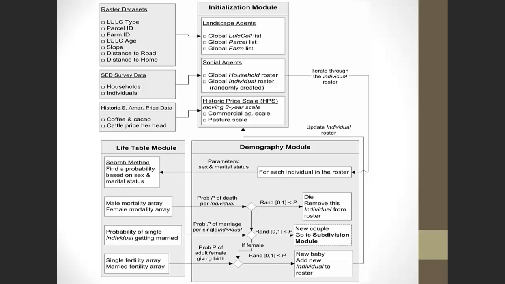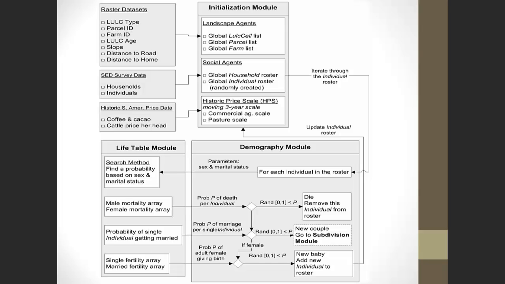Okay. Again, I'll pick and choose here a little bit. This is the initialization module. In essence, what we're trying to do is look at the key elements. The raster things, we're interested in land use, land cover, parcels, parcel ID, farm ID, age, slope, distance to roads, kind of some of the key issues that we decided were important.